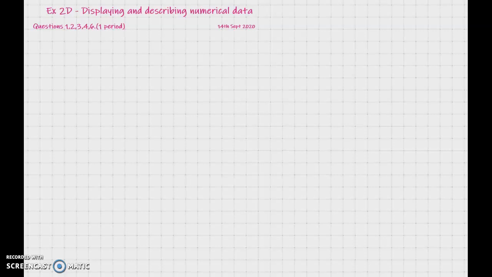We'll do exercise 2D today, which is displaying and describing numerical data. I will work through question 2 and show you how to create a frequency table with class intervals and how to do a histogram properly.